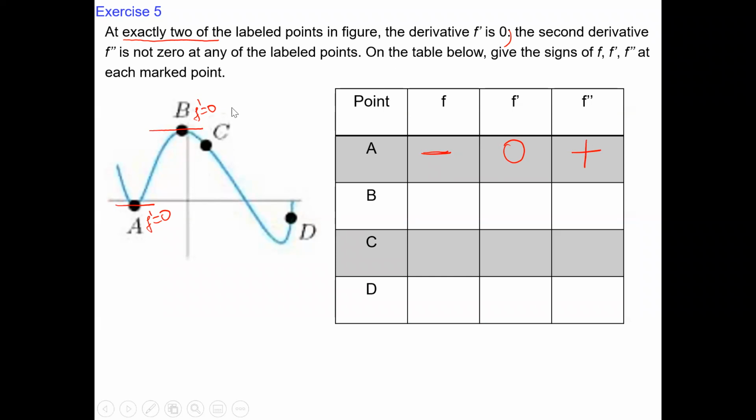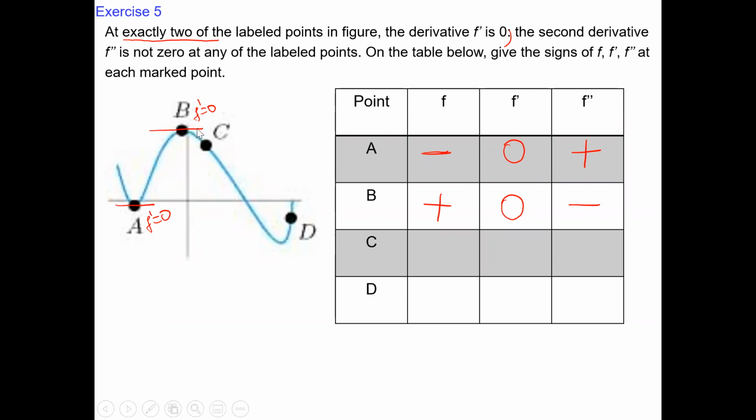Nice. Let's do B. You may pause the video and try to analyze on your own without me, and then you can put it back on. Okay, B has a horizontal tangent, so the derivative is 0. B is above the x-axis with respect to the blue curve, so the value of the function is positive. However, it is concave down. If it's concave down, the second derivative is negative.